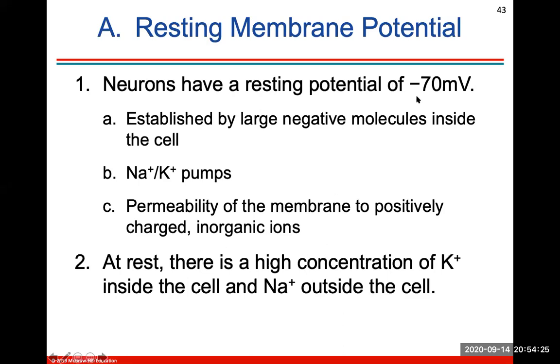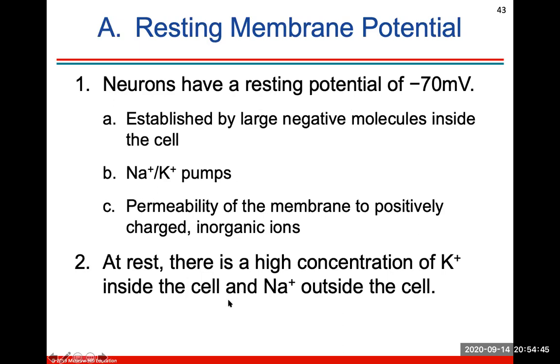Neurons have a resting membrane potential of -70 millivolts, and that's established by large negative molecules inside the cell, which is what we went over in the previous chapter 6. Also, it's established by sodium-potassium pumps and how permeable the membrane is to positively charged ions.